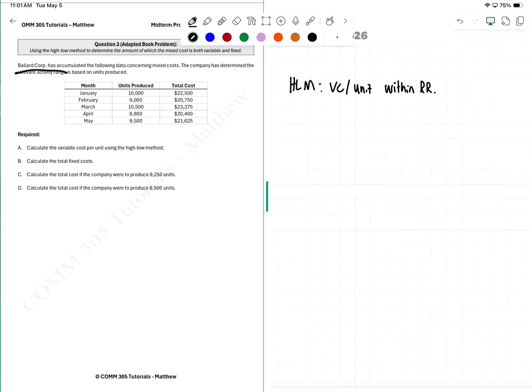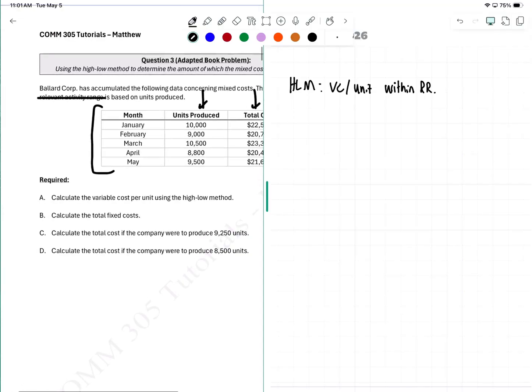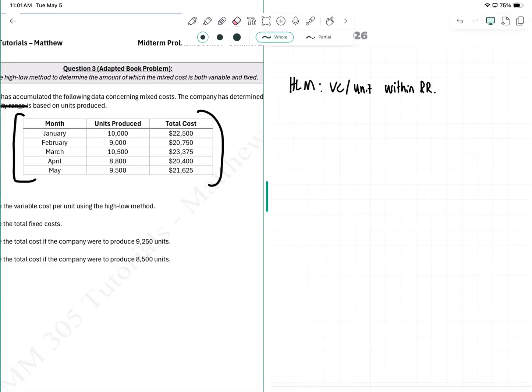But let's just say they didn't even say relevant range here. Well, the fact that they give you a bunch of different months with activity and cost, that's your indicator. That's the high-low method. Even if they didn't tell you relevant range, if they give you an activity and a cost right beside it with a bunch of different points, like a data set of what happened each month of the year, or year by year, whatever it is, you can tell it's the high-low method when they give you the activity and cost for a bunch of different time periods.